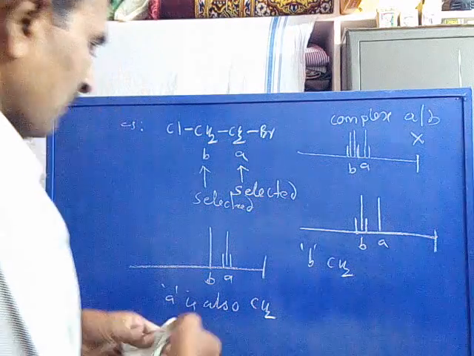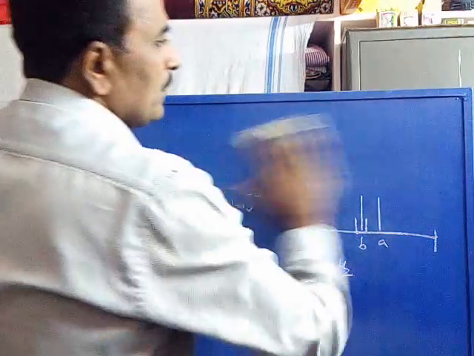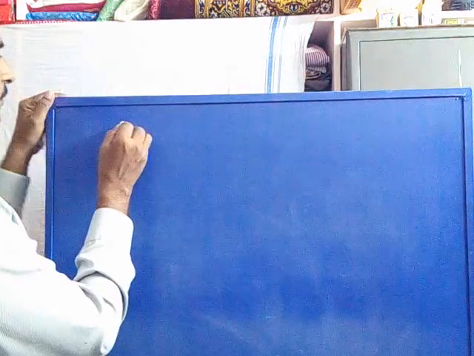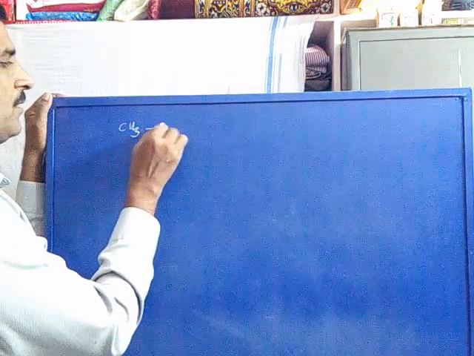Now let us study some more examples. Take n-pentanol: CH3, CH2, CH2, CH2, CH2, OH.